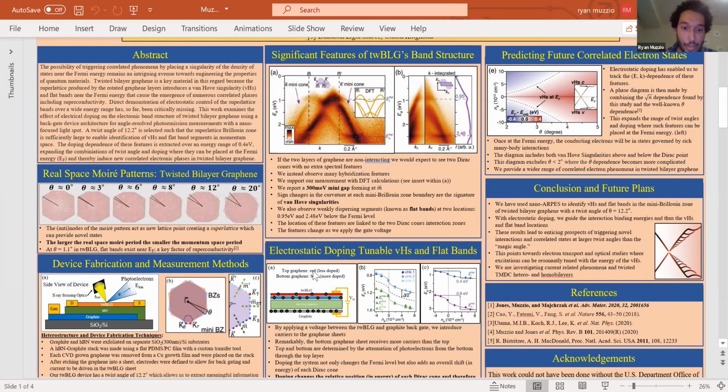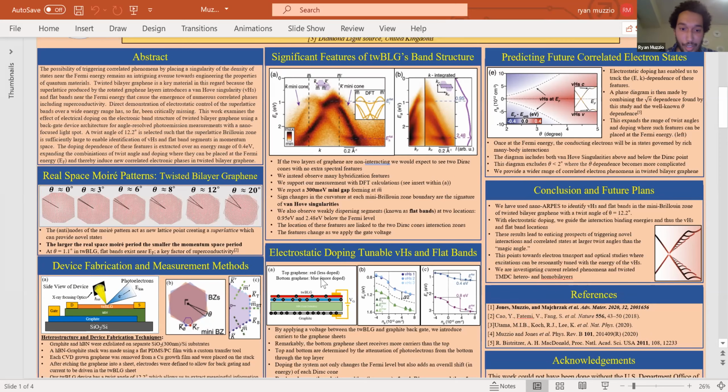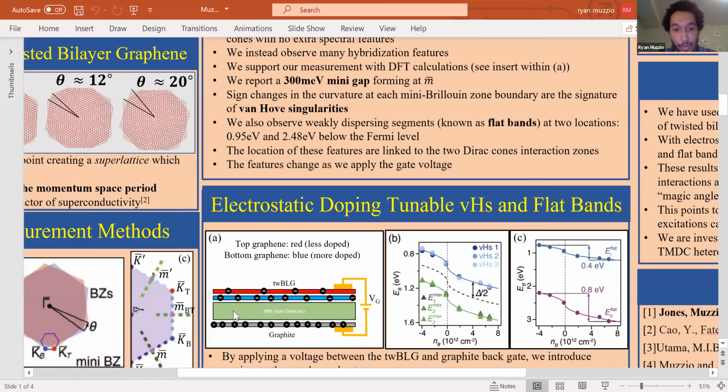Yes. So there's two parts. So the electrostatic doping is a really simple one. So first, we have a capacitor setup. So it's twisted bilayer graphene on one side of the capacitor and a graphite flake below it. And so when you apply a voltage between the two, you're essentially going to inject electrons or holes to one side and the opposite to the other.